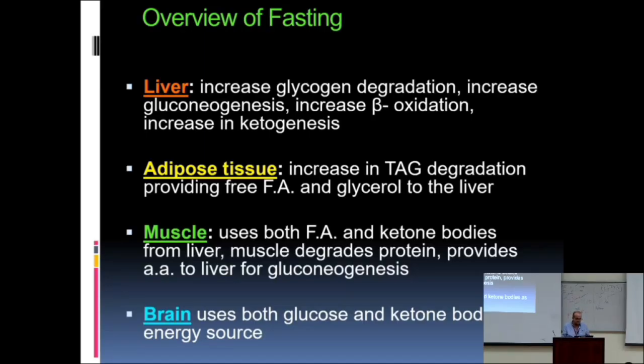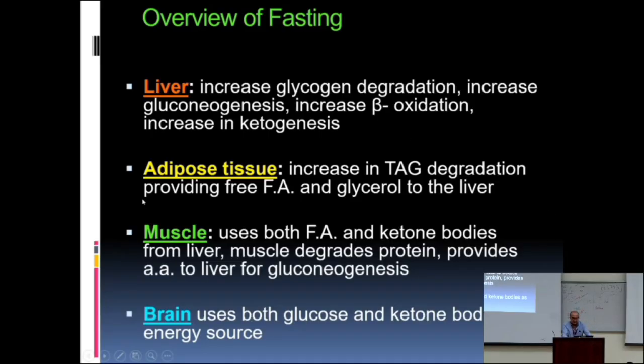transported in the bloodstream. Fatty acids usually are bound to serum albumin, and they are picked up by various tissues that can use them. Muscle, liver, heart can use fatty acids as well. So they're picked up to be used in beta oxidation.